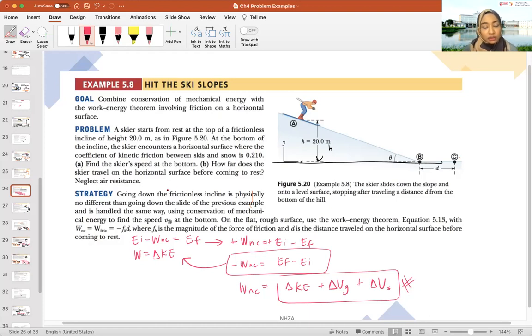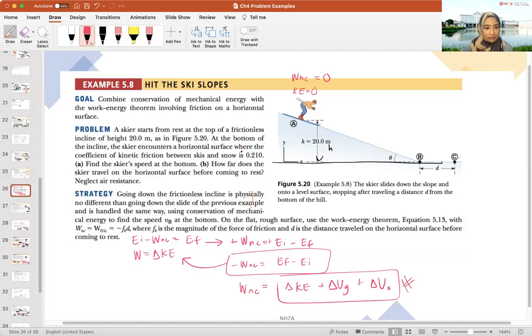Okay, so let's continue with this example. A skier starts from rest. So we immediately know that our KE is equal to 0. So this is going to make our life easier, I hope. It starts at rest at the top of a frictionless incline, so WNC is equal to 0 as well. So that's great. WNC does not exist, or is equal to 0. Of height 20 meters. So this is the height, H.